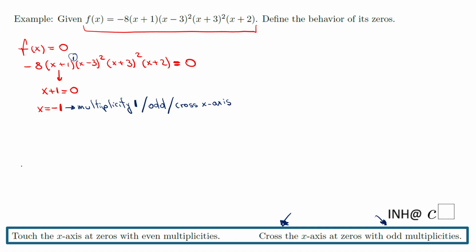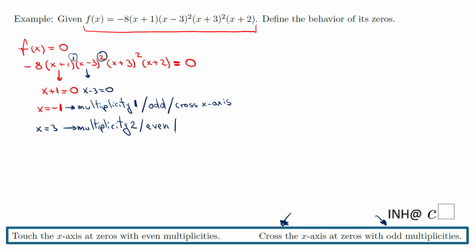Let's go to the next one, which is x minus 3 equals 0. That will be x equals 3. And what happens at x equals 3? We have a zero. But the multiplicity here will be this 2, right? We have a power of 2, so the multiplicity will be 2. We have that zero twice. 2 is an even number.